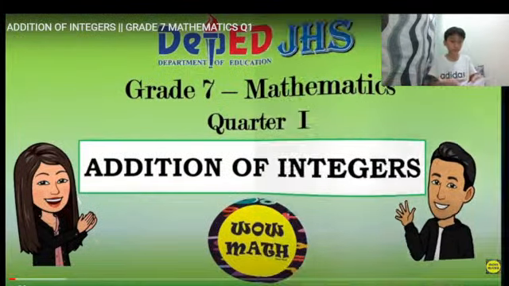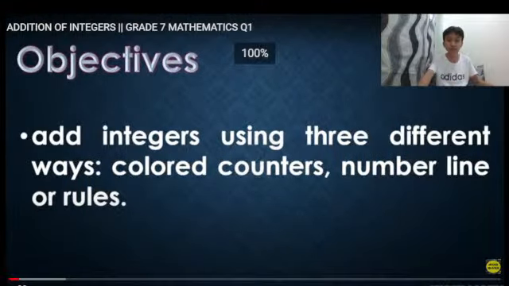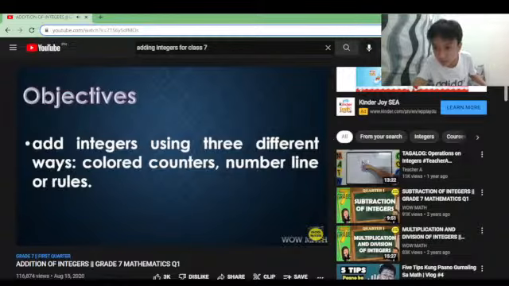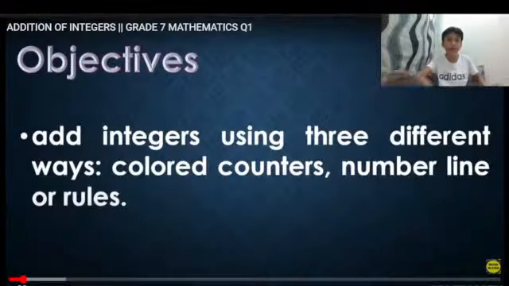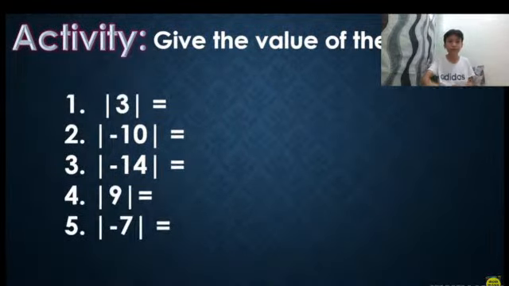Hi mga kawawmat! In this video, we will add integers using 3 different ways or methods. First is by using colored counters. You can make use of number line or the rules itself. Okay, so let us find first the value of the following.